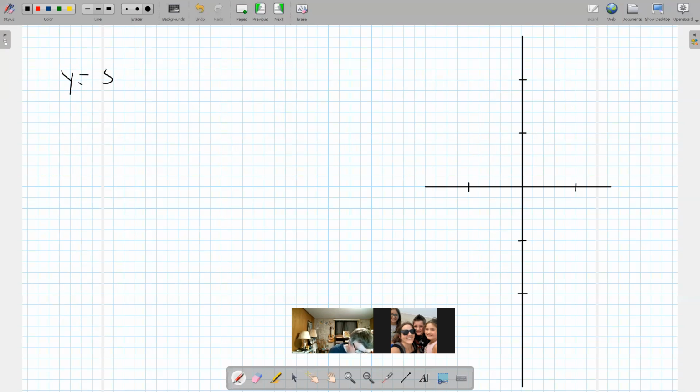y equals 5 to the x. What's that going to look like? Well, it's going to have all the same characteristics as before, but then it's going to climb even steeper. So each time x increases by 1, y would be multiplied by 5. Okay.